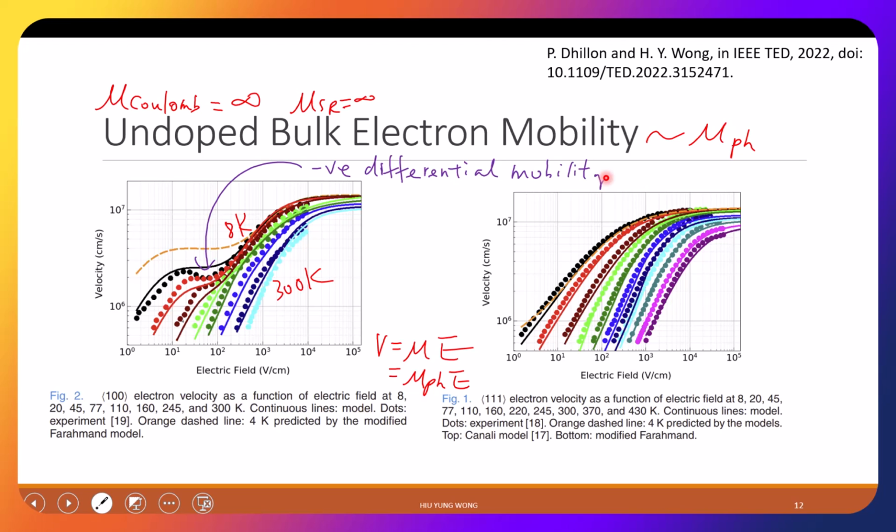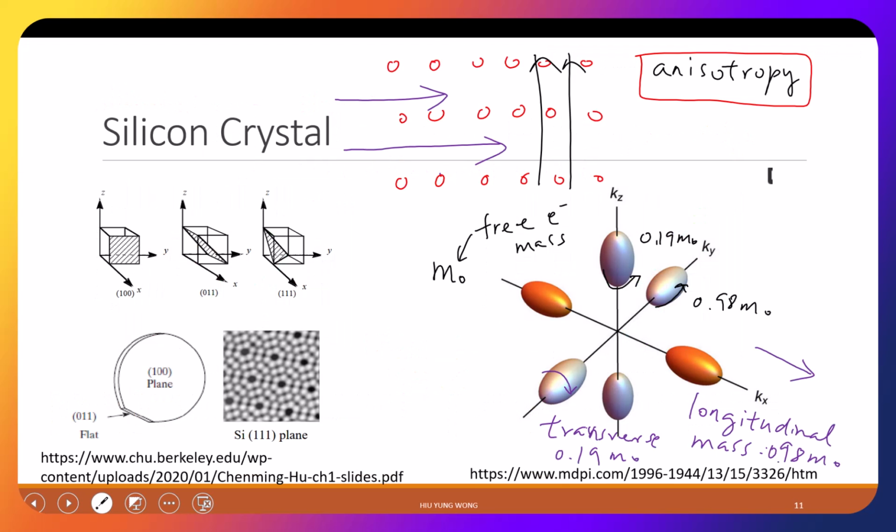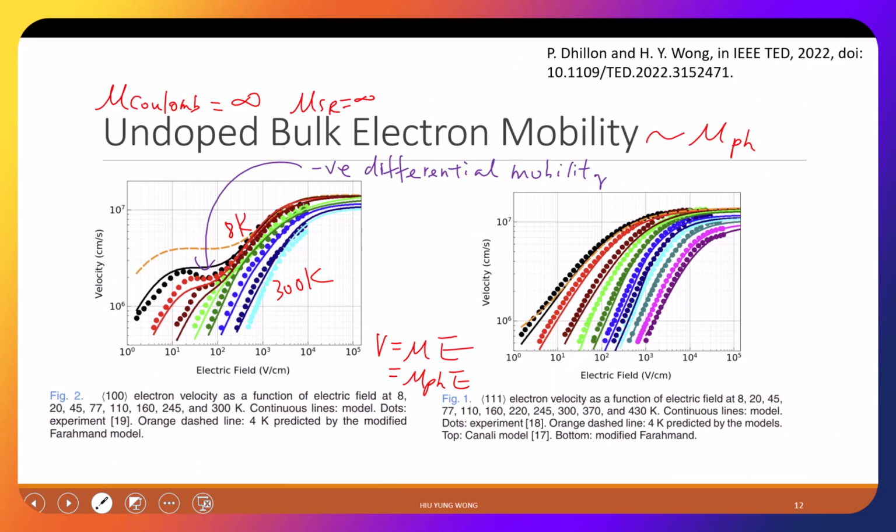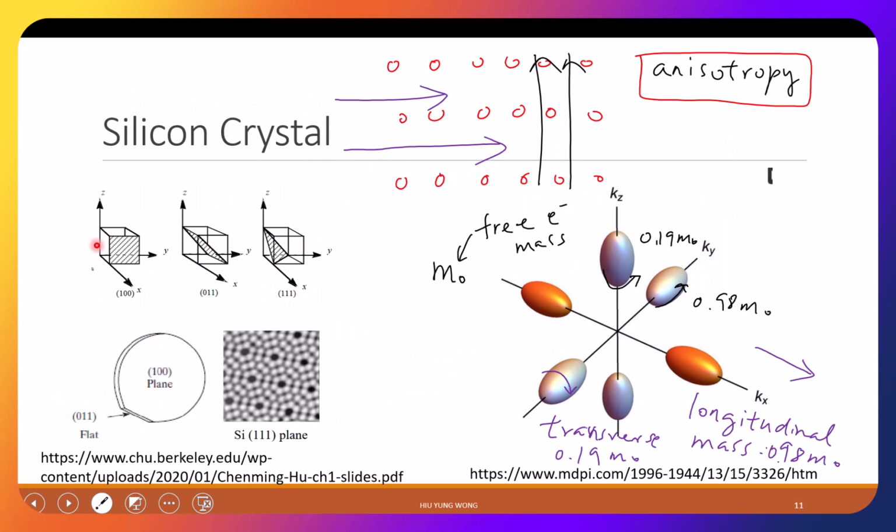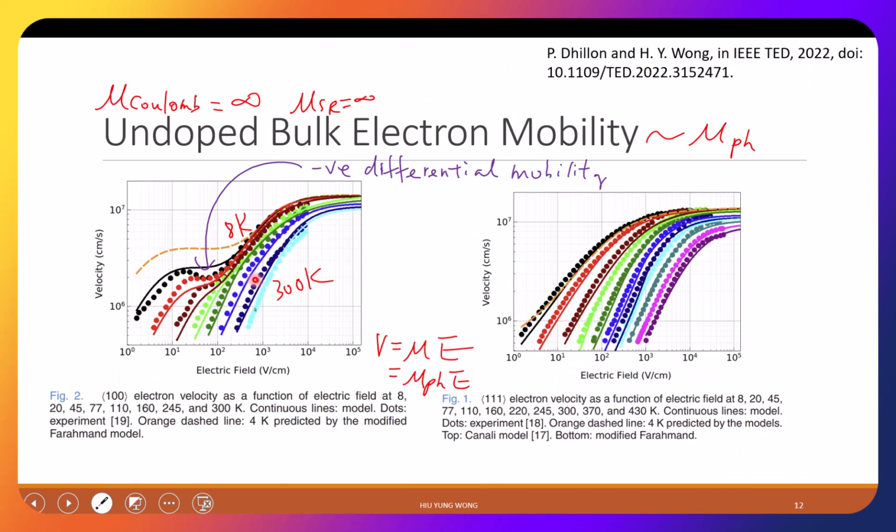You see that the mobility actually gets smaller when you go to a higher electric field. I will explain later that this only occurs at low temperature and in certain directions. This is the 111 direction. This is the 100 direction, okay? If you transport perpendicular to this triangle direction, then you have this curve. If you transport in the 100 direction, then you get this curve. Very different. Okay?